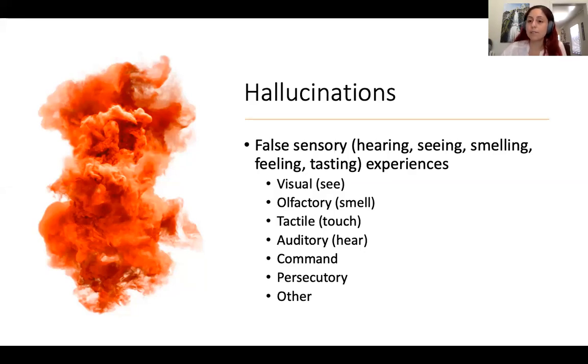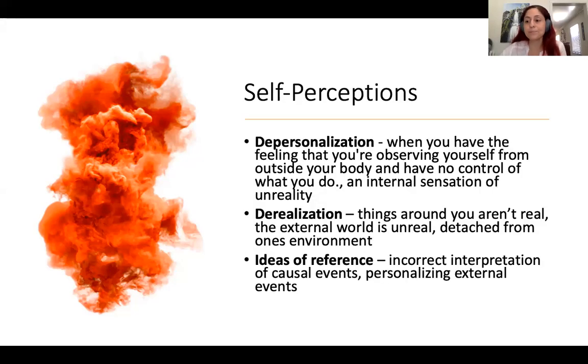Two other unique types of hallucinations that we're looking for in the MSE are command hallucinations, where clients feel that they're being given instructions to do something, like God is telling me to step in front of traffic, something like that. And then persecutory, where clients feel that someone or something is wanting to harm them. So feeling that they're being followed, that someone's going to attack them in their sleep, things like that.